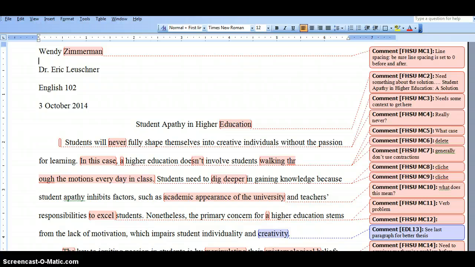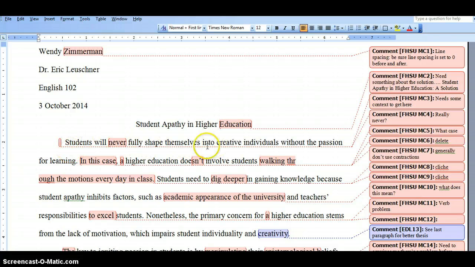Go back up to the title in the beginning. As I mentioned in the comments, you need something about the solution as a subtitle in here. This is the topic of the paper. It's even narrowed down to student apathy in higher education, but since this is a proposal, you need a solution, maybe a colon here, and then a solution, an epistemological solution, as we know about the topic of the paper itself. Something needs to be there.